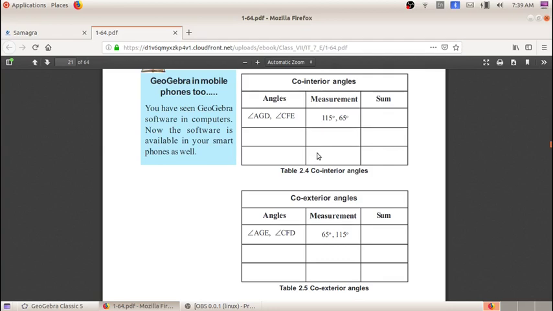And one more thing, dear students, here they have written the angle measurements. Angle AGD is 115, angle CFE is 65, and if we add these two, we will get 180. So always if we add the co-interior angles, we will get the sum as 180.